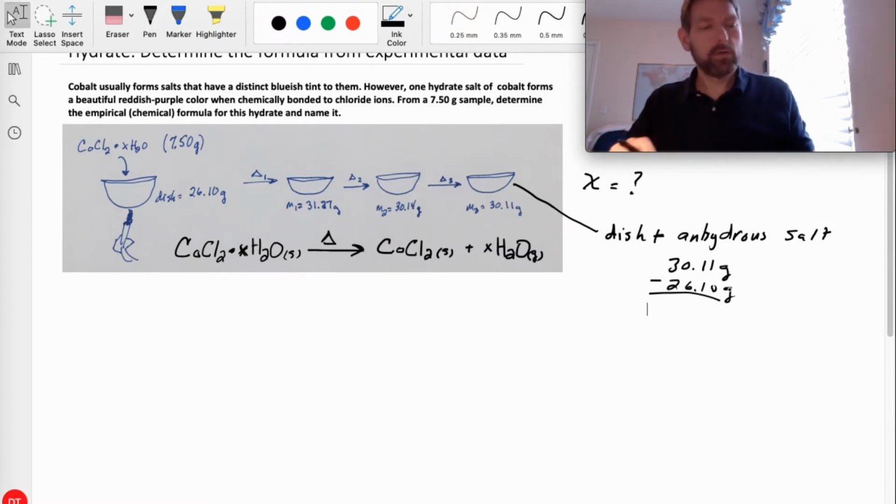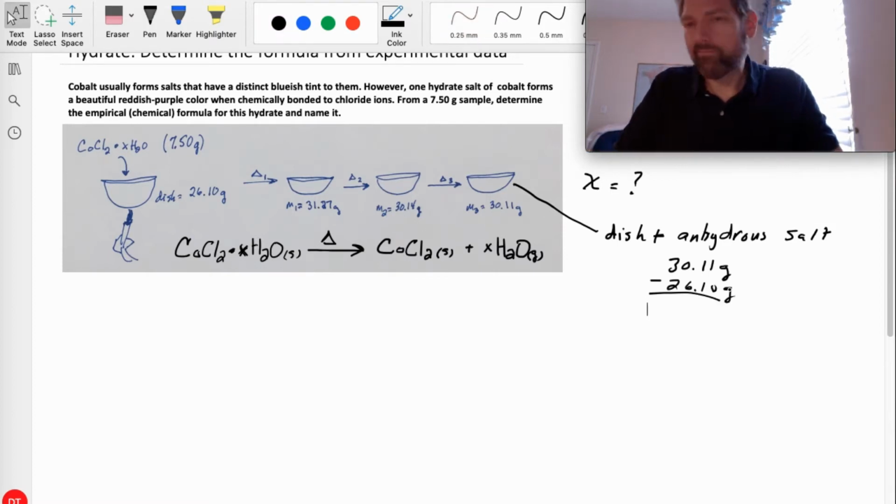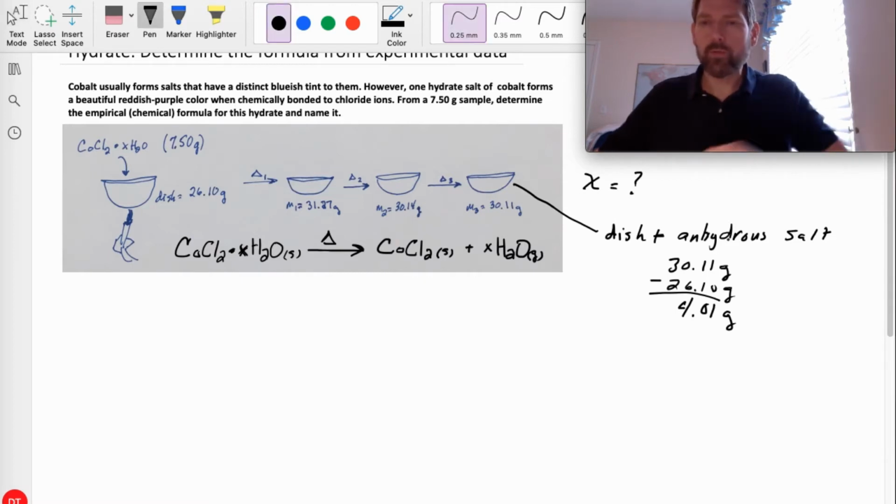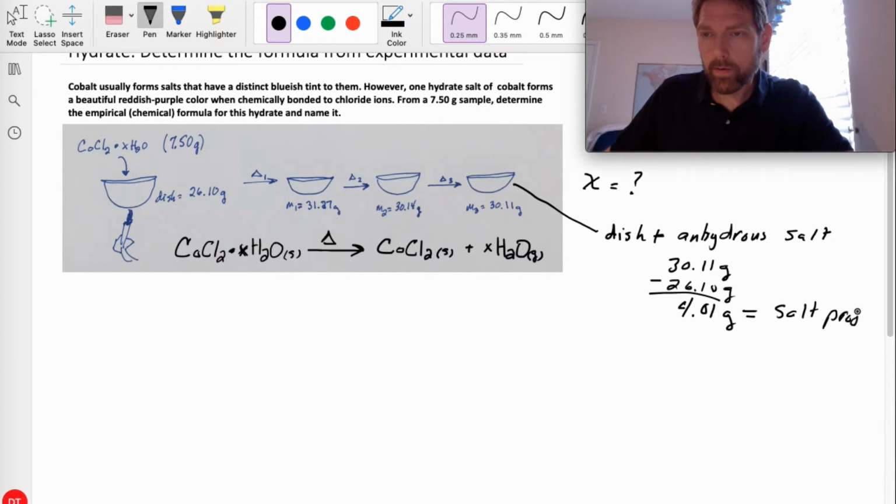I know you can do this in your head, but let's do it. Let's go ahead and just use our calculator for everything. Minus, we got 26.1. So that would give us 4.01 grams, right? That's going to give us 4.01 grams. So if we think about it, this right here equals the mass of our salt. This is the salt product right here. Okay, that's our salt product.